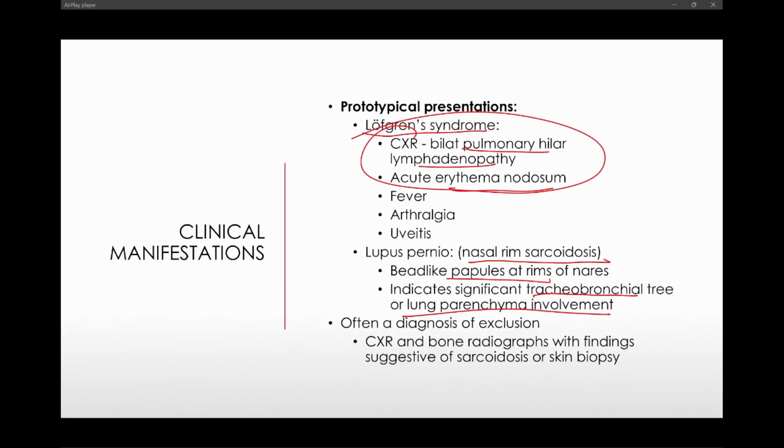Often a diagnosis of exclusion. What does that mean? We ruled out everything else. We can't find it, so it's a diagnosis of exclusion. We excluded everything else, so it probably is going to be lupus pernio, sarcoid, erythema nodosum, and so forth. So you get a chest X-ray, bone radiographs. They're going to show sarcoid on chest X-ray. Obviously, you'll see that bilateral hilar lymphadenopathy on either side of the heart. And you go through all these things when you start medical imaging in a week or two.